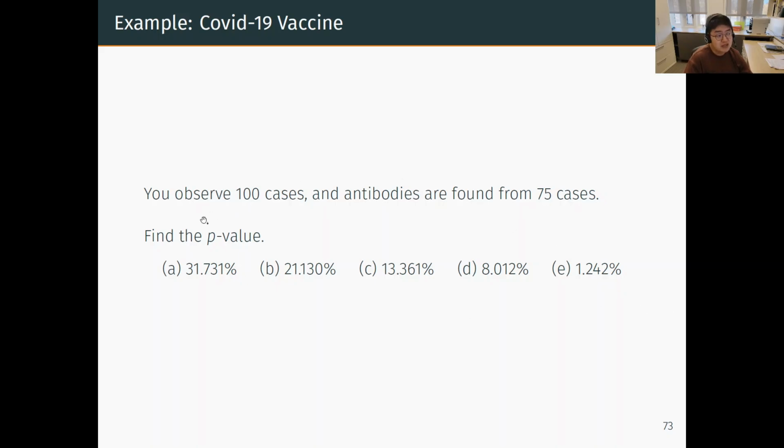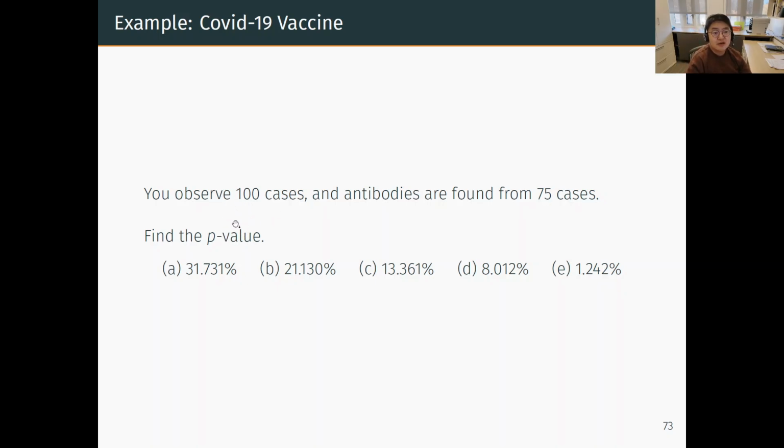Now I tell you the data. You have 100 observations, you found 100 randomly chosen people who got the vaccine, and only 75 of them had antibodies. In this case, what is the p-value? To calculate the p-value, you have to calculate the t-statistic first, and then you calculate the tail probabilities outside the t-statistic. So try it by yourself.